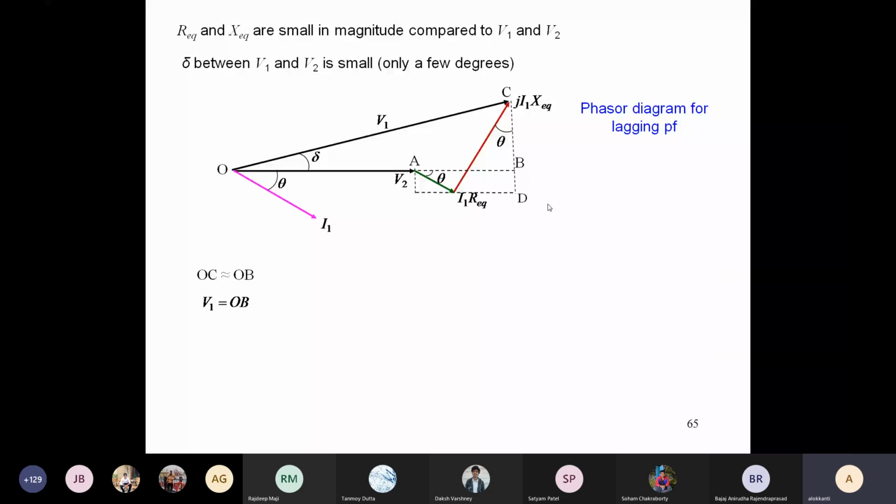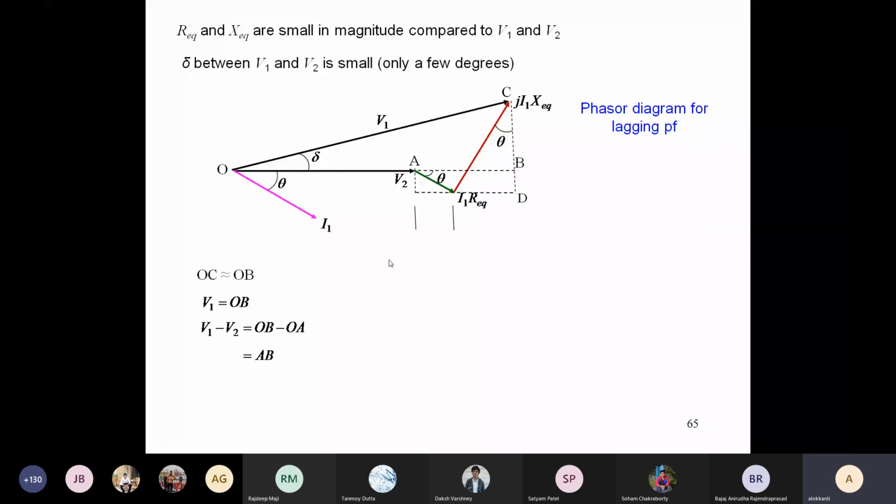Once V1 is nearly equal to OB, we need the difference between V1 and V2 to compute the numerator, then divide by V2. So V1 minus V2 is basically OB minus OA, which is ultimately equal to AB. So this length AB is the numerator of the regulation equation, that is V2 no load minus V2 full load. So that is V1 minus V2, and ultimately we have to compute this.